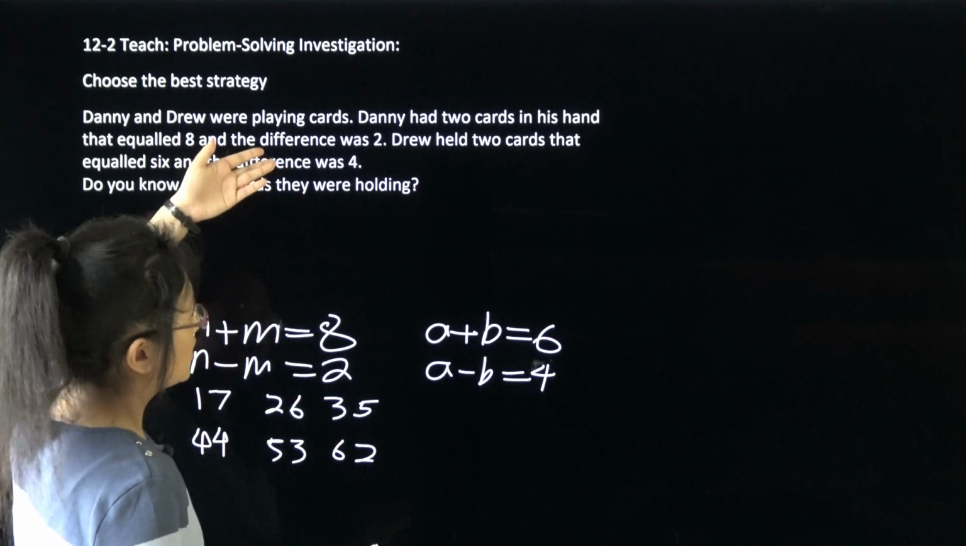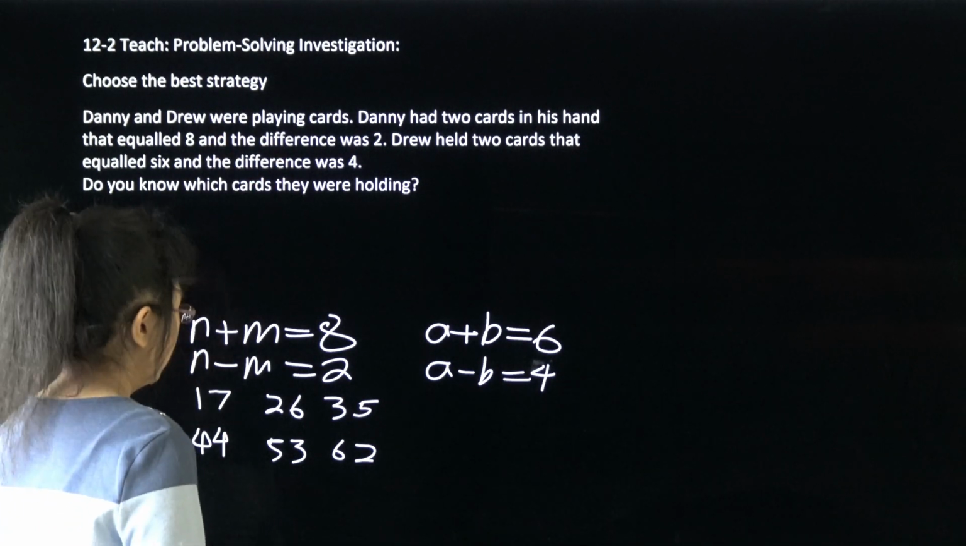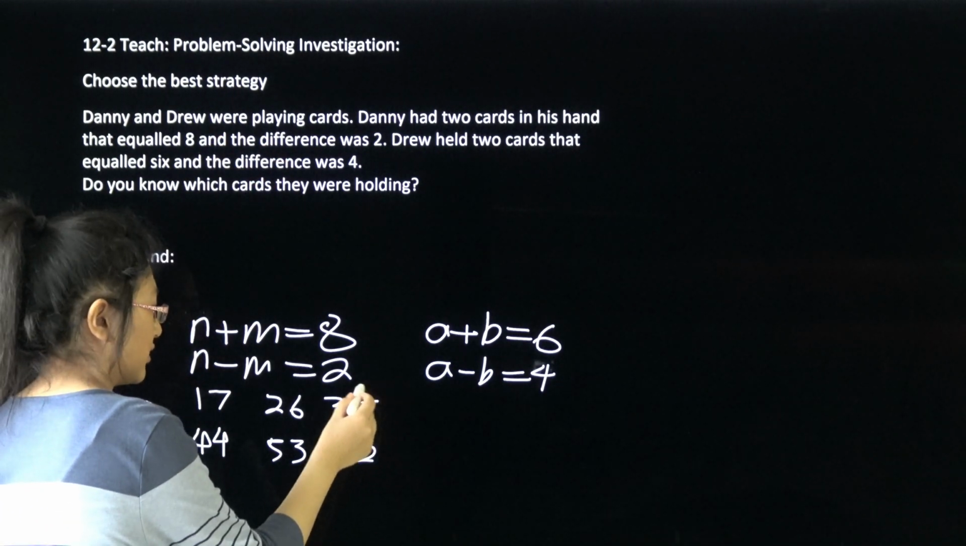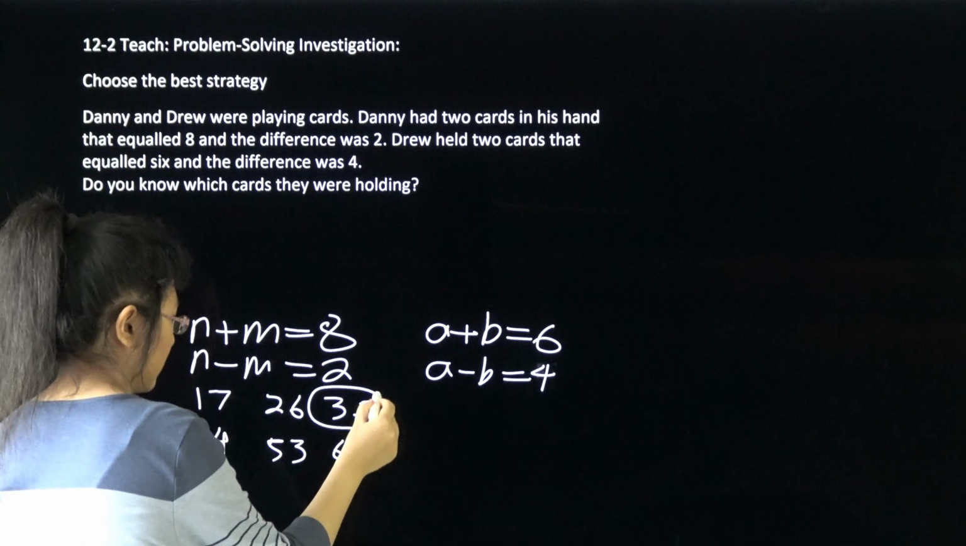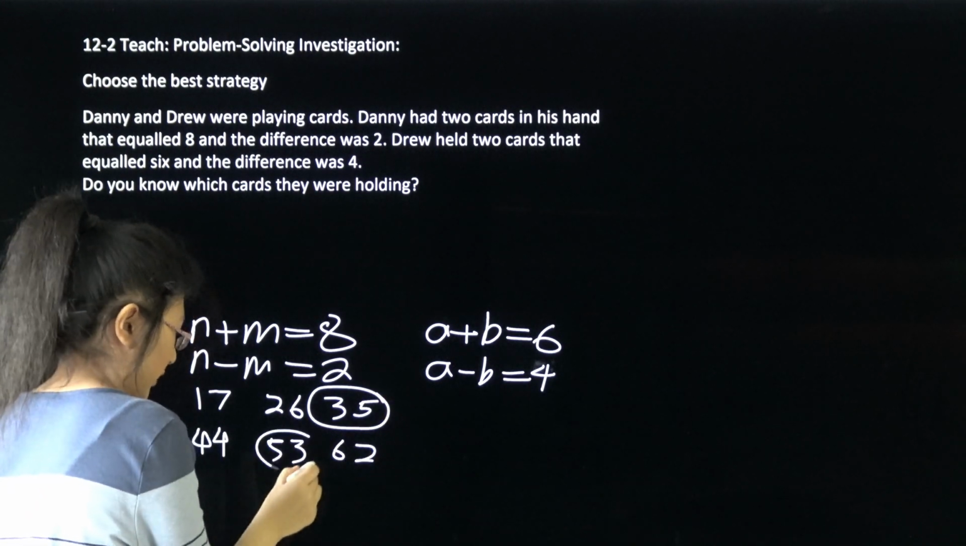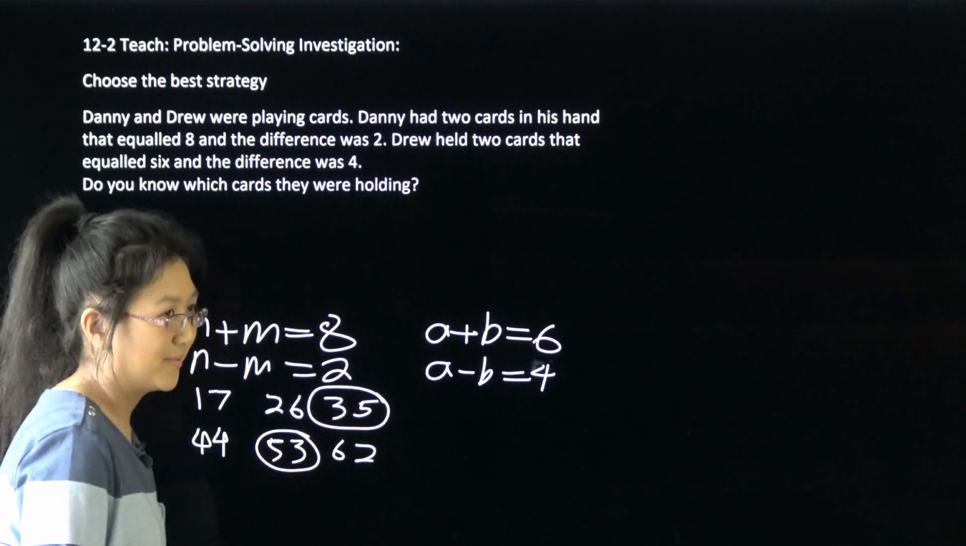Which fits with which 2 cards Danny has. So it would only be logical to think that Danny has the cards 5 and 3. Or, well, you can also circle this one since they're the same combination of cards.